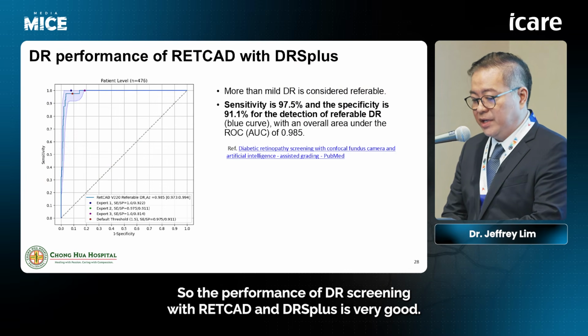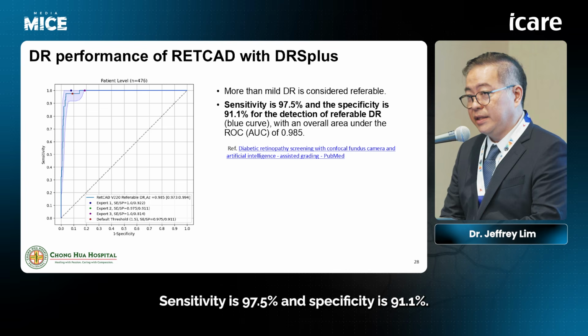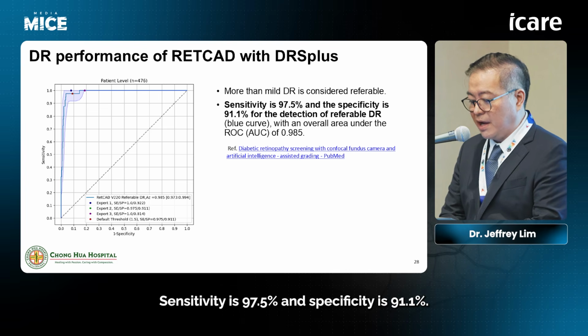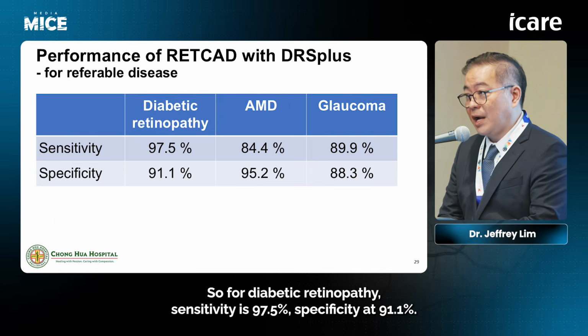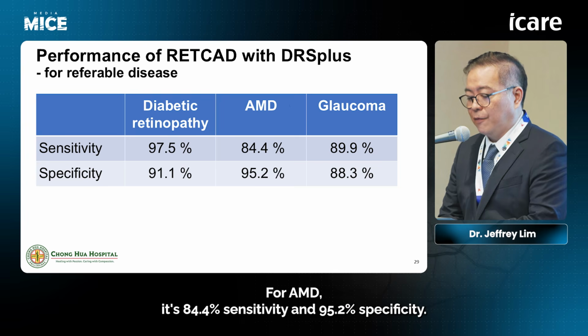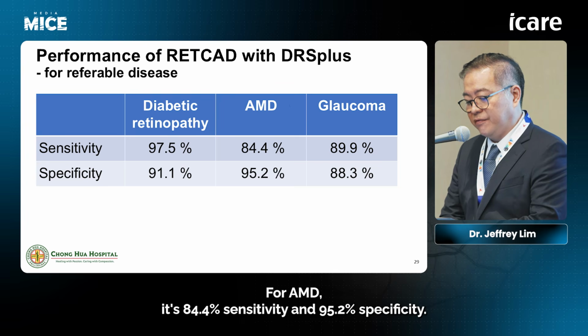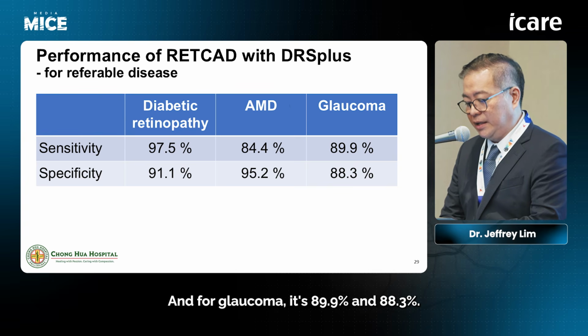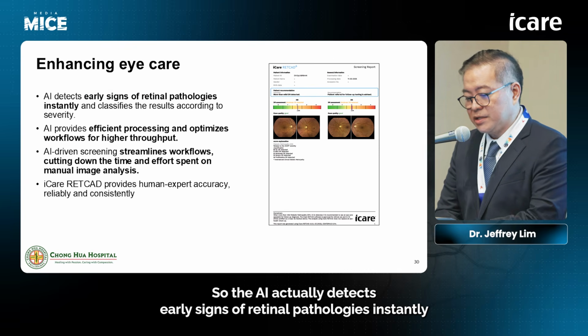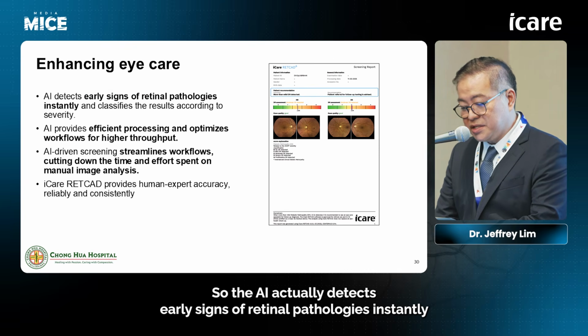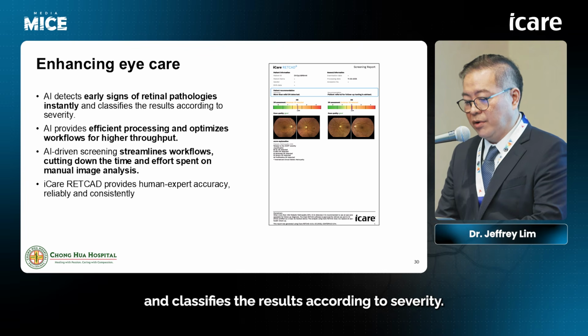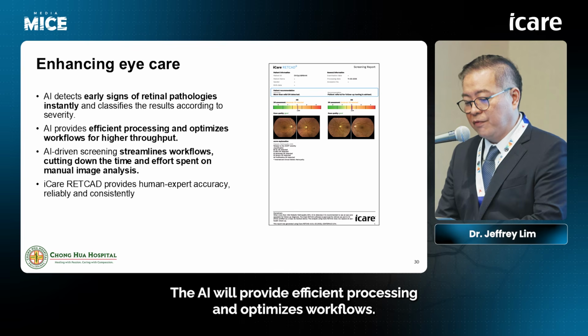So the performance of DR screening with RETCAD and DRSplus is very good. Sensitivity is 97.5% and specificity is 91.1%. So for diabetic retinopathy, sensitivity is 97.5, specificity at 91.1. For AMD, it's 84.4 sensitivity and 95.2 specificity. And for glaucoma, it's 89% and 88%. So the AI actually detects early signs of retinal pathologies instantly and classifies the results according to severity. The AI will provide efficient processing and optimizes workflows.